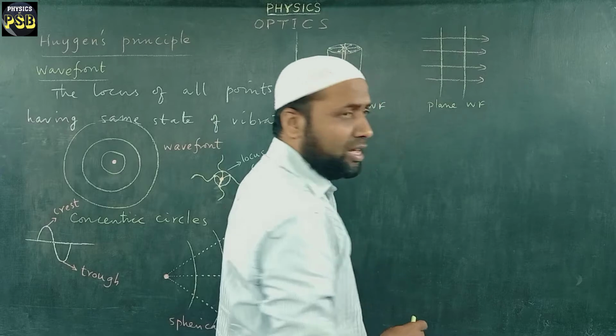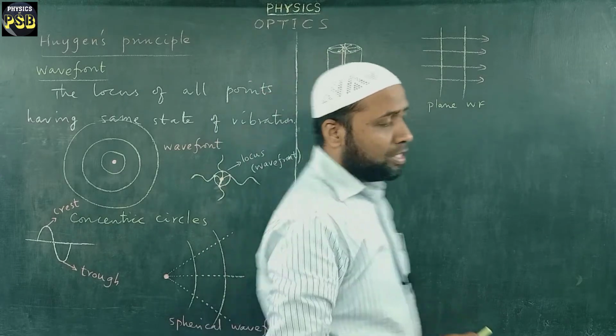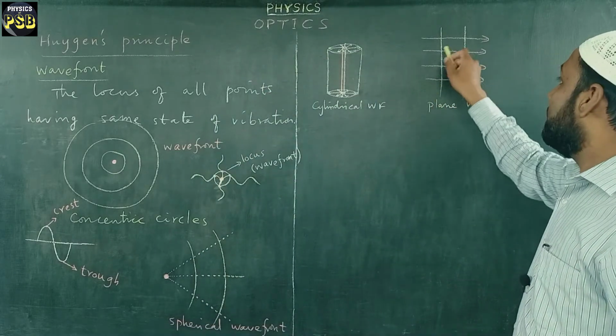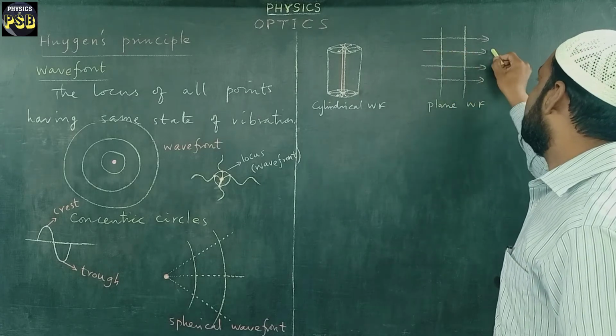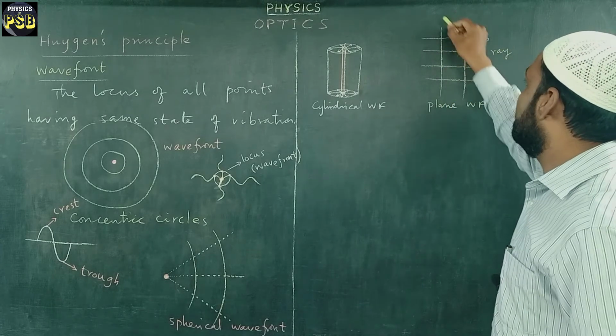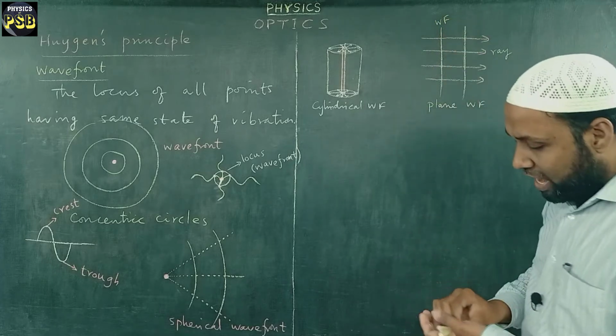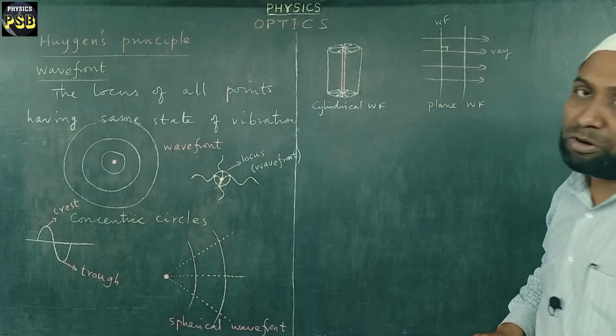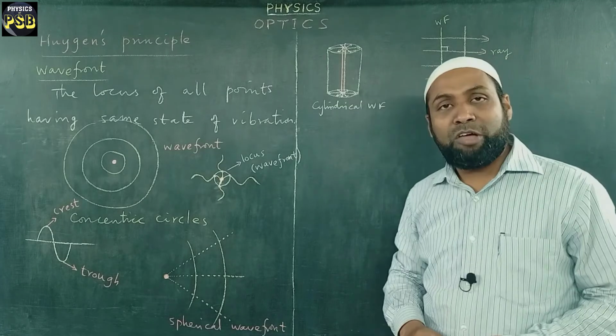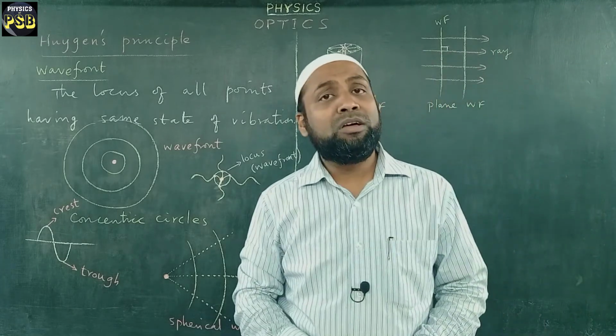The wavefront is always located perpendicular to the ray. This is a ray of light. This ray, this wavefront. The angle between these two is nothing but 90 degrees. So they are perpendicular to each other. I repeat, wavefront is always perpendicular to the ray.